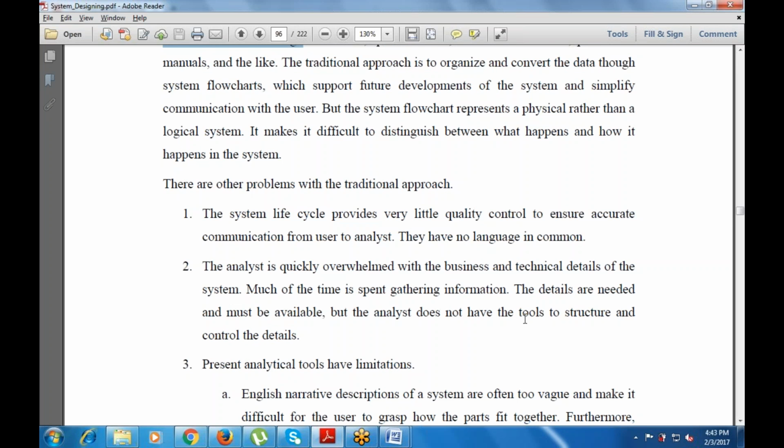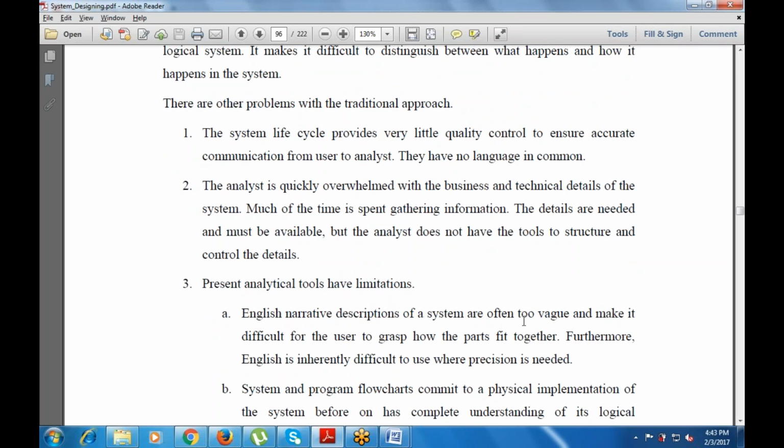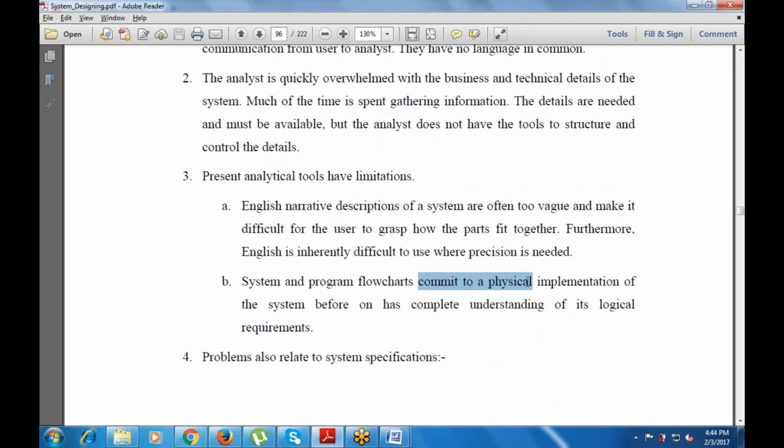The present analytical tools have some limitations. What are the limitations? One is that English narrative descriptions of a system are often too vague and make it difficult for the user to grasp how the parts fit together. Furthermore, English is difficult to use where precision is needed. System and program flowcharts commit to a physical implementation of the system, which is needed for a complete understanding of the logical requirements.